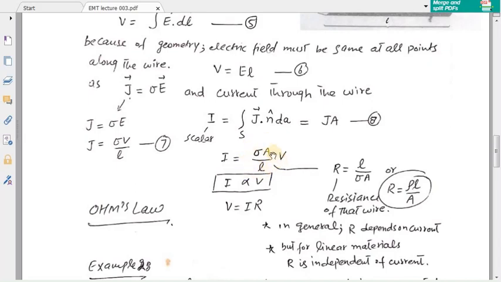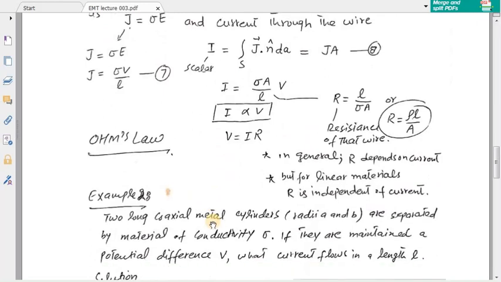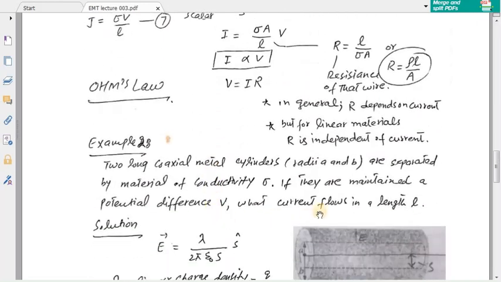This term sigma A over L can be written as R is equal to L over sigma A, or R is equal to rho L over A. This is known as the resistance of a wire. So from this equation we can infer that I is directly proportional to V, or we can say that V is equal to IR. This is the well-known relation of Ohm's law. In general, R depends on current, whereas for linear material R is independent of current.